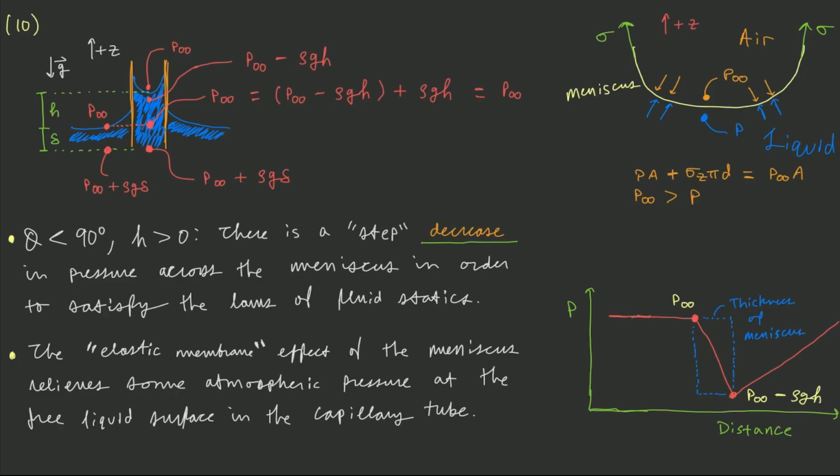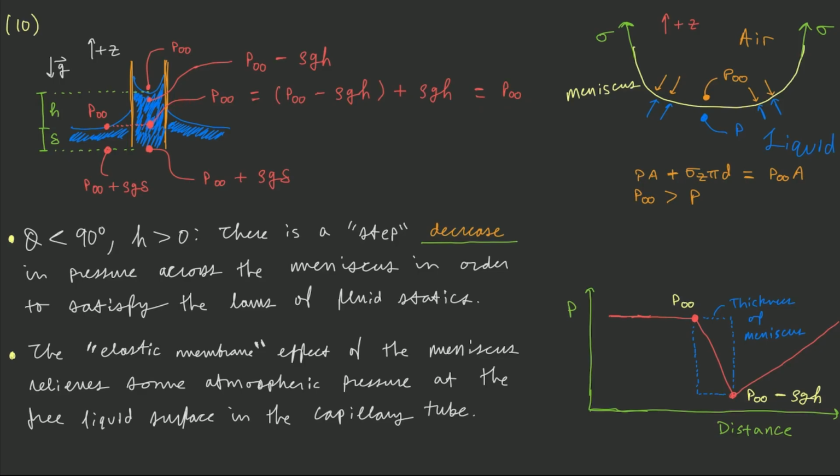So as we go in the direction of gravity, the pressure increases with rho gH. So we have P infinity right above the meniscus, then we cross the meniscus, and then right below the meniscus, we have P infinity minus rho gH. And then as we get down to H, such that we have P infinity minus rho gH plus rho gH, as we have right here, we have atmospheric pressure at the horizontal level at which atmospheric pressure exists. So here at this point in the capillary tube, we have atmospheric pressure.